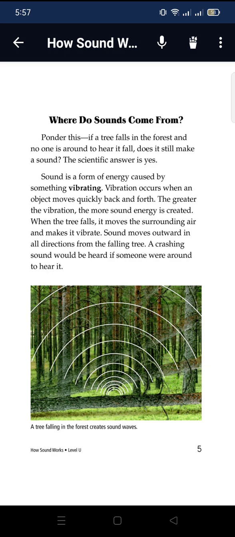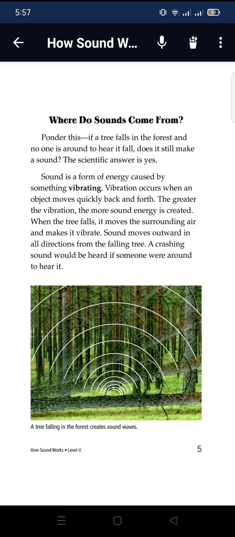Sound is a form of energy caused by something vibrating. Vibration occurs when an object moves quickly back and forth. The greater the vibration, the more sound energy is created. When the tree falls, it moves the surrounding air and makes it vibrate.